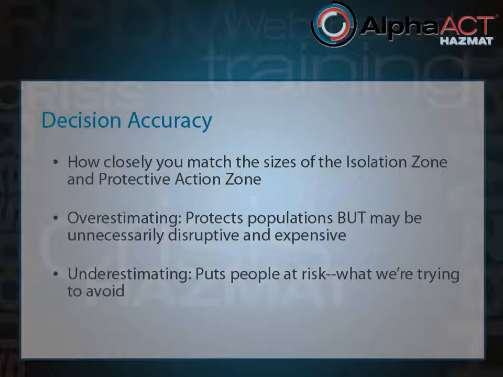If you underestimate the size of the zones, however, you have a very different kind of problem. The lives and health of people may be affected when they are not evacuated or sheltered when they should have been. AlphaACT HAZMAT scores this by taking away points because such consequences are so potentially disastrous. As a result, it's possible to get a negative score based on decision accuracy. This reflects that it's better to overestimate than underestimate the sizes of the isolation zone and protective action zone.